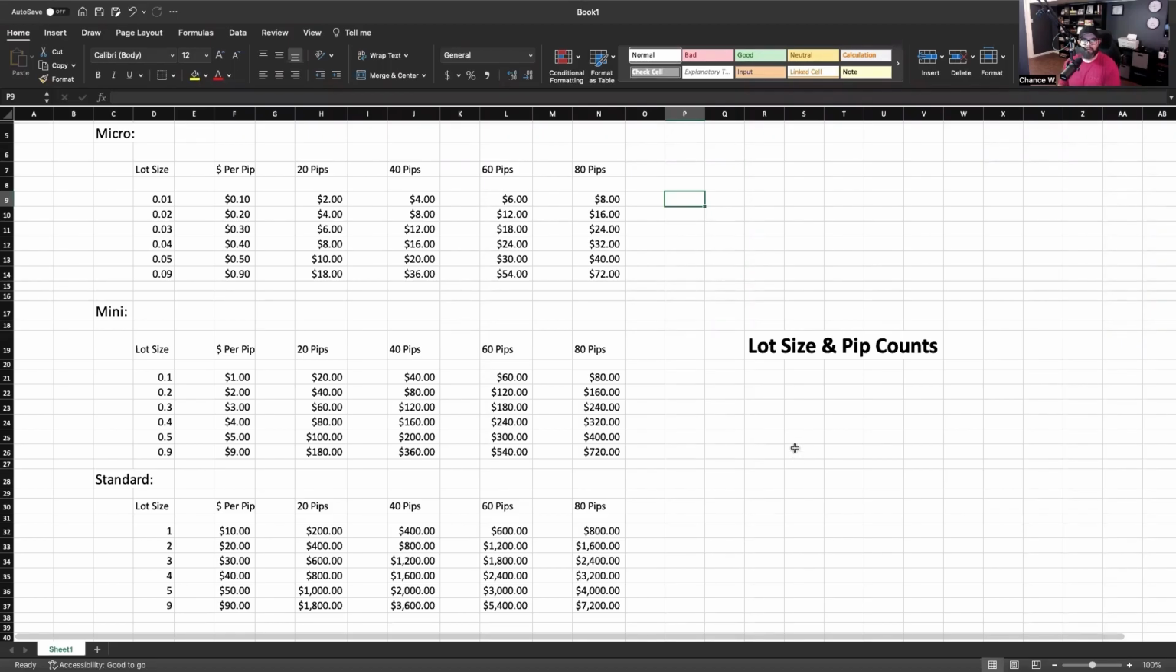Okay, so here's a chart of lot size and pip counts. Your position size is going to matter greatly based on your account size. If you have a small account, you're not going to be taking 10 standard lots, because that would be outrageous, and you're over-leveraging and risking too much.